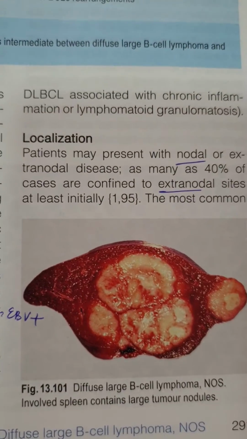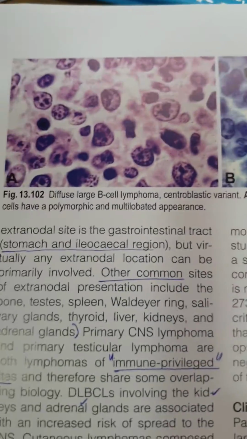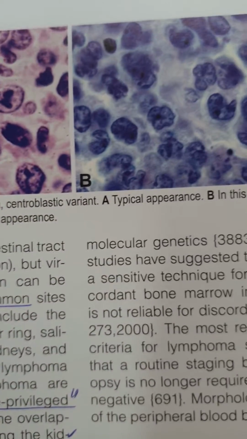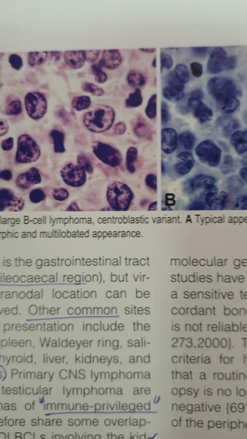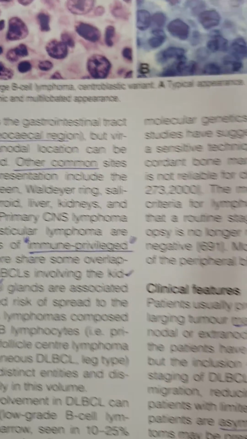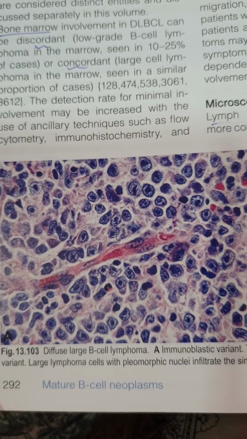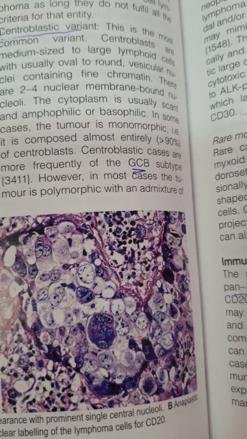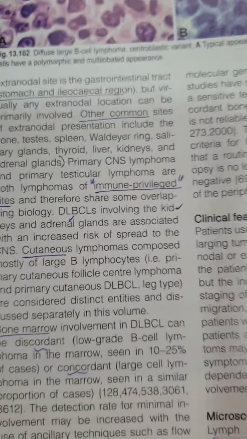This picture shows DLBCL NOS involving the spleen. Then this is a picture showing the DLBCL centroblastic variant. This is the DLBCL immunoblastic variant. CD20 positive.